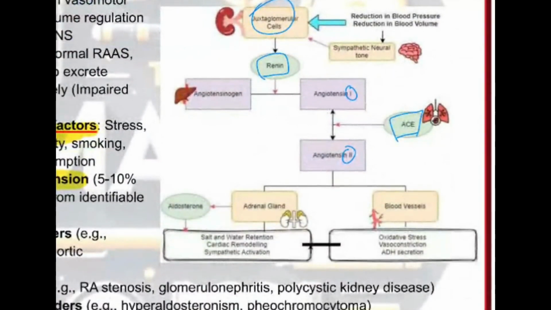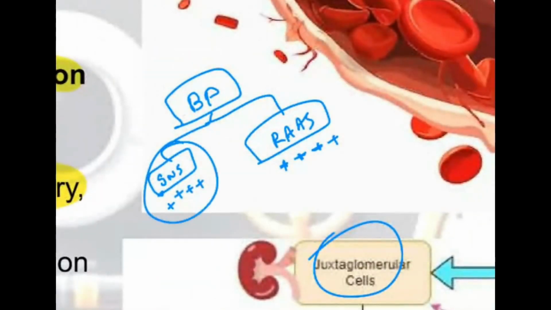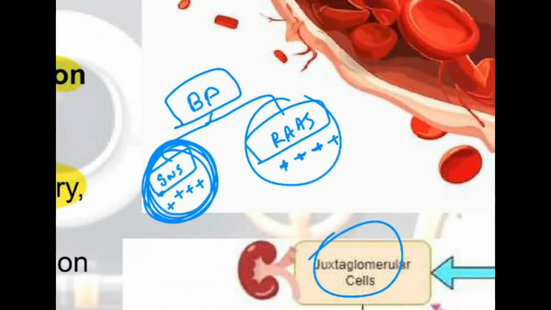Then what will they do? They will release angiotensin 2, a potent vasoconstrictor. Vasoconstriction will increase BP. Then it will stimulate aldosterone release. Aldosterone reabsorbs salt and water, which will increase BP. Basically, when the RAS is stimulated, there will be an increase in BP. So BP can be increased by giving sympathomimetics or RAS agonists. If you want to decrease BP, give sympatholytics and RAS inhibitors.